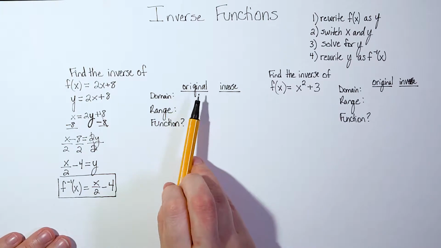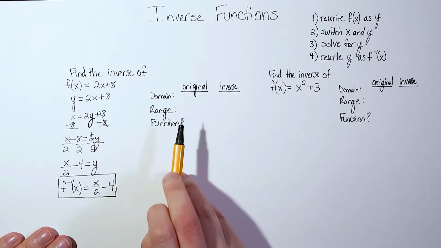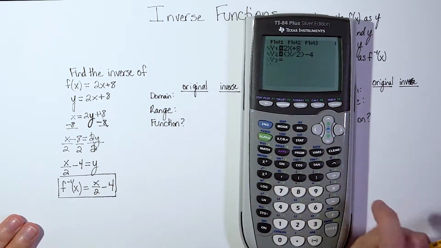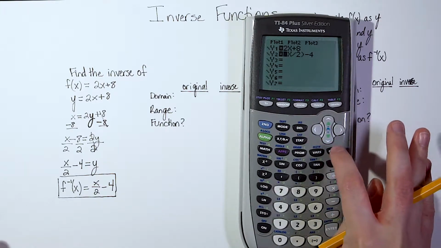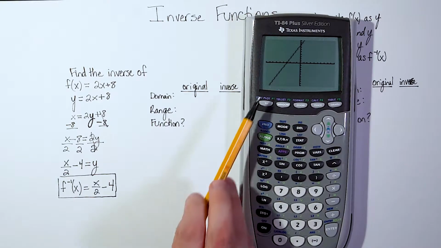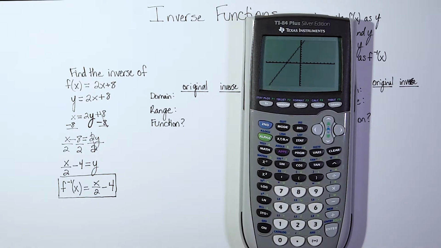When we come to our original and want to know our original domain and range, I'll bring back my graphing calculator and go back to my y equals. I only want the original one, so I cleared out my second line, that inverse function. I just want to look at the original, and I'm going to graph that. So there was just that original line. That is a linear equation. It extends on forever. It doesn't stop just because the window stops. The arrows keep going on forever.